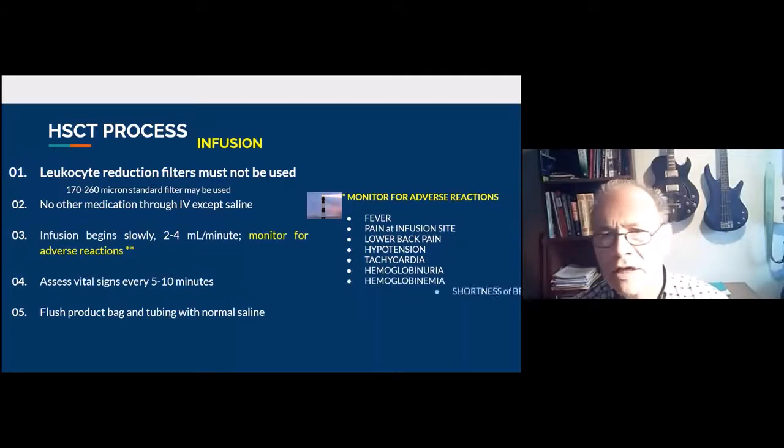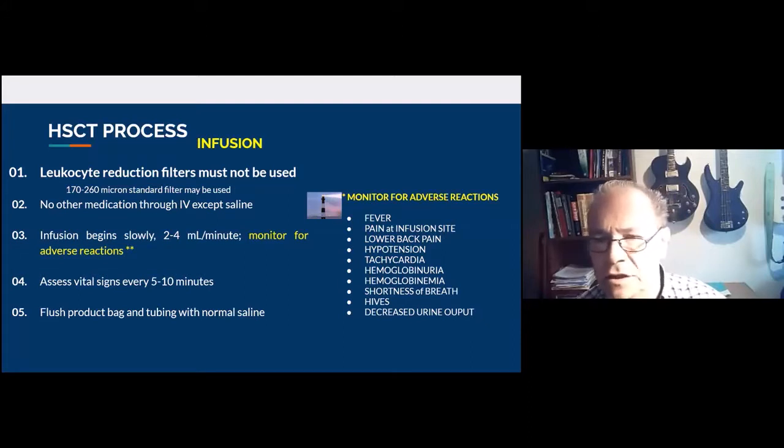Every 5 to 10 minutes, you have to monitor for adverse events, and these are fever, pain at the infusion site, lower back pain, hypotension, tachycardia or arrhythmias, hemoglobinuria, hemoglobinemia, shortness of breath, hives, and decreased urine output.